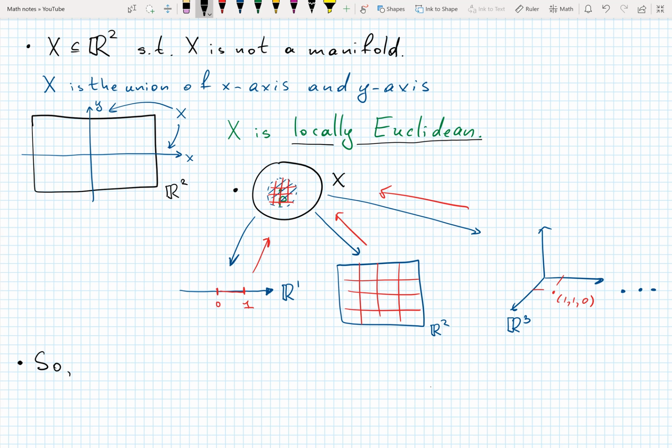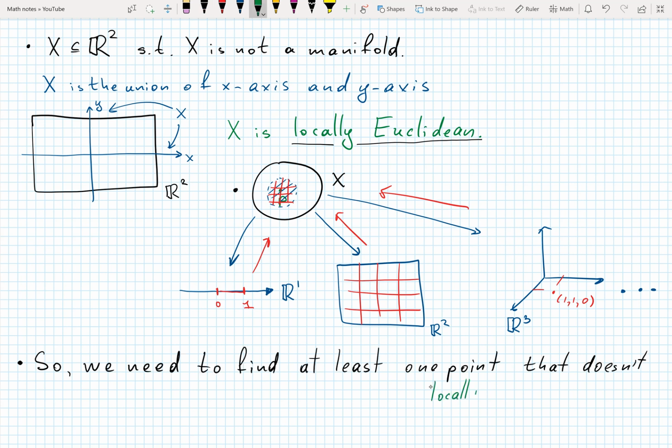So, in order to detect that some X is not a manifold, I just need to find at least one point for which no neighborhood is going to look like a real line, a plane, or any Euclidean space Rn. For example, if I take any point, let's say P1 or P2 on the X or Y axis, then we can see for this point I have a really nice neighborhood, which is an open interval. And if I zoom in on an open interval, it's going to look like a real line.